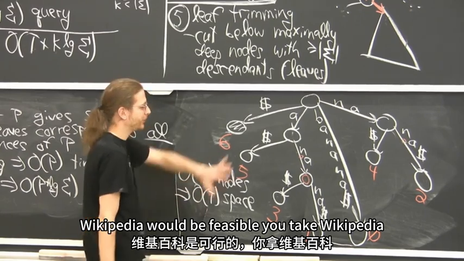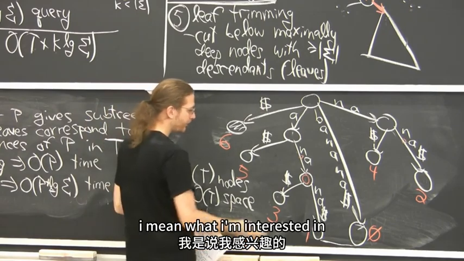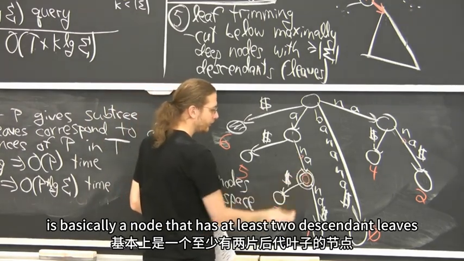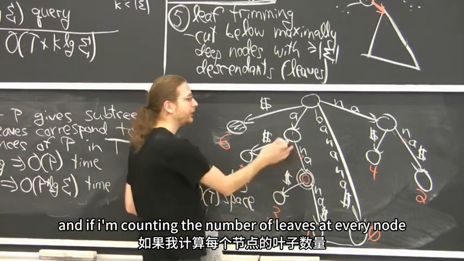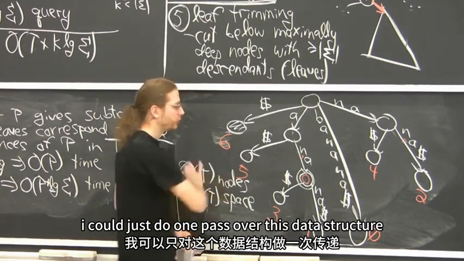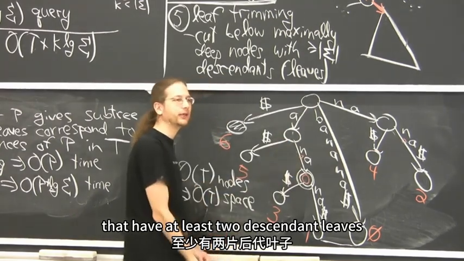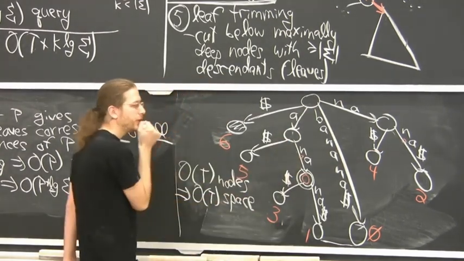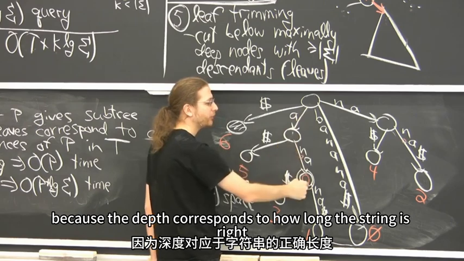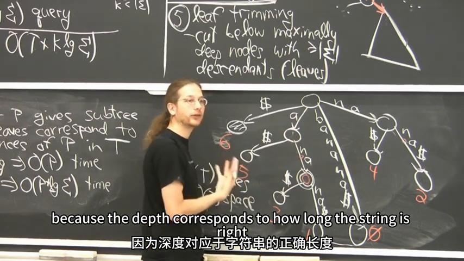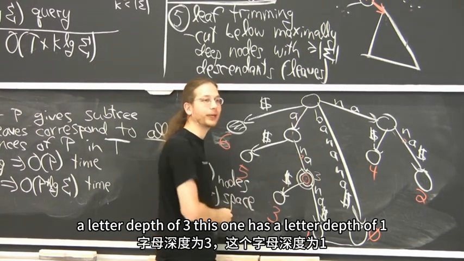Wikipedia would be feasible. You take Wikipedia, you throw it in a suffix tree, and what I'm interested in is basically a node that has at least two descendant leaves. If I'm counting the number of leaves at every node, I could just do one pass over this data structure and find all the nodes that have at least two descendant leaves. That's all the internal nodes. And then among them, I'd also like to know how deep it is, because the depth corresponds to how long the string is, right? This one is ANA, so this one has what I call a letter depth of 3.